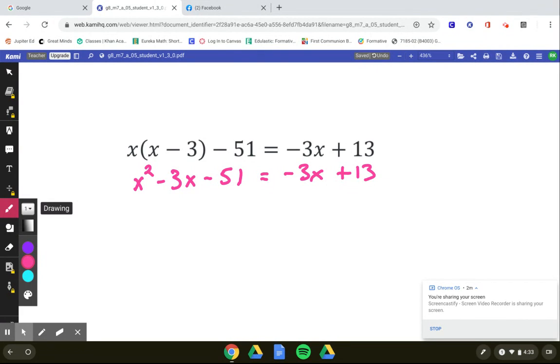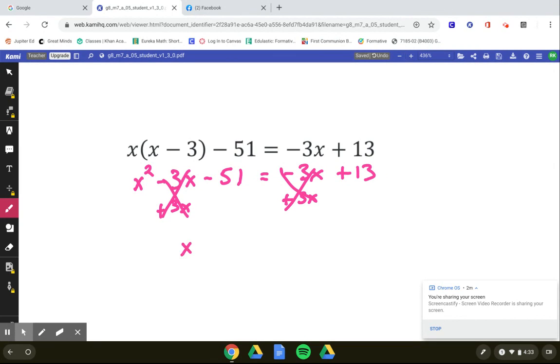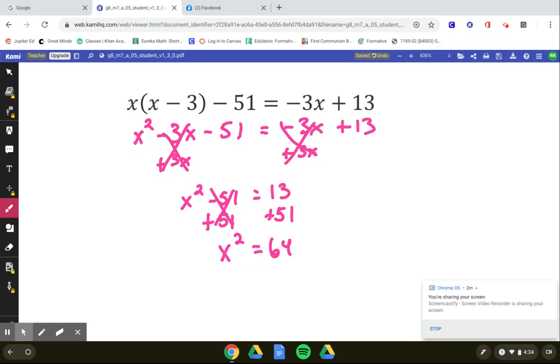Again, I want to get rid of my x's on the one side, so I'm going to add 3x to this side and add 3x to the right side. Those cancel. Rewrite my equation: x squared minus 51 equals 13. Now I want to get rid of this 51 here on the left side, so I'm going to add 51 to both sides. Those cancel out, and I get x squared equals 64. And now again, I'm looking for a number that multiplied by itself equals 64, which hopefully with your perfect squares you remember. But our inverse operation is square root. Square root of x squared gives us x. Square root of 64 gives us 8.